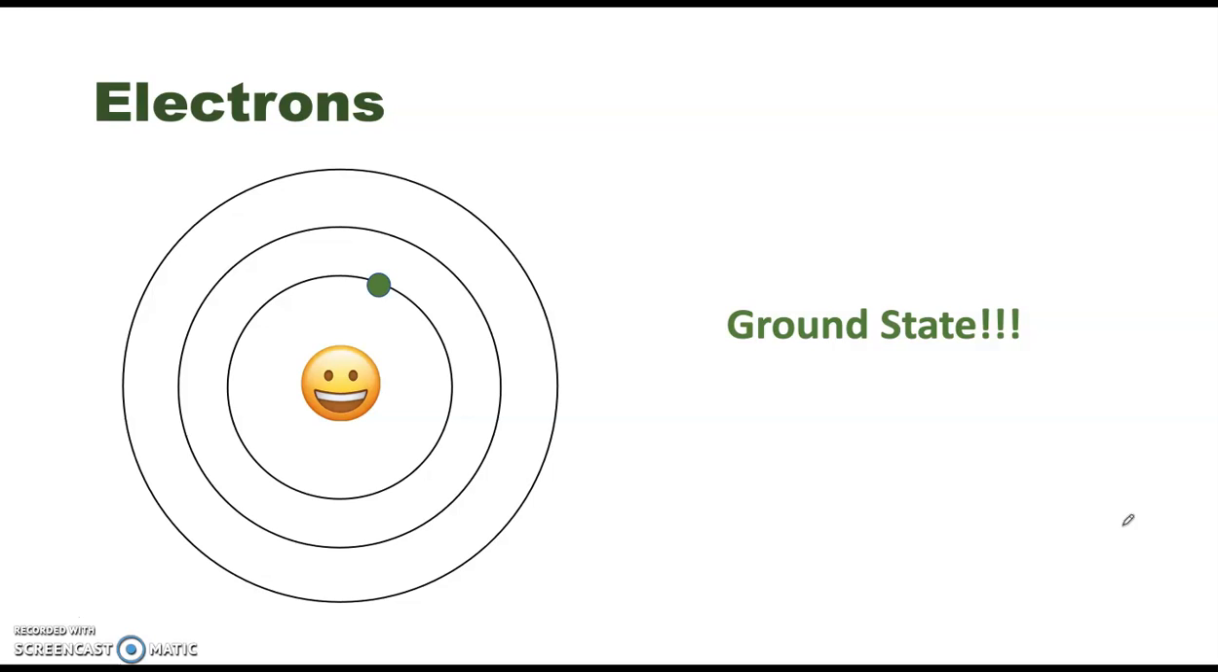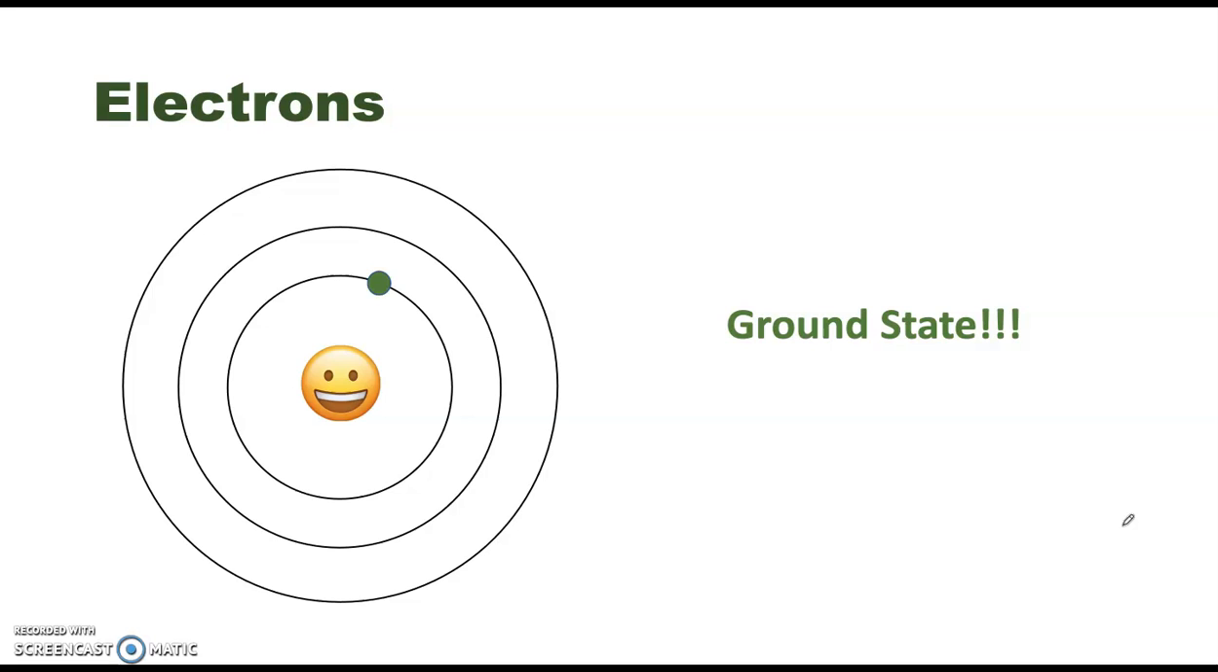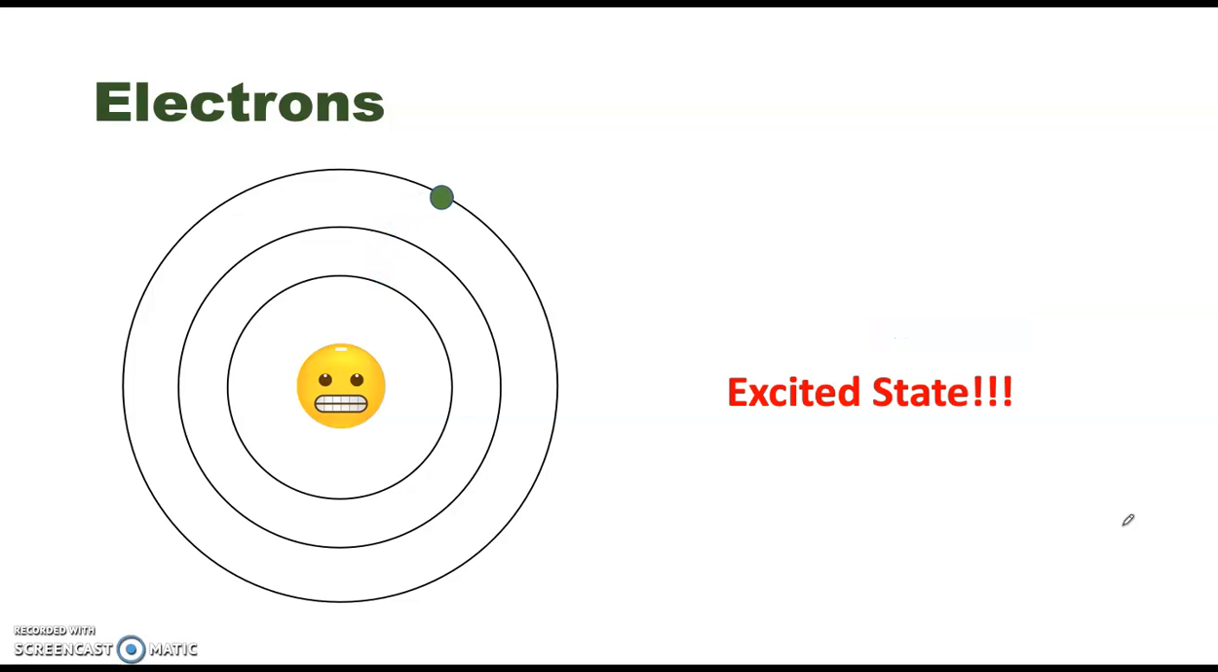The ground state is when the electron's at its lowest state. And then if it gains energy and goes up, now we say it's in the excited state. So I've got little emoji faces here to remind you. It's happy when it's in the ground state. It is anxious when it is in the excited state.